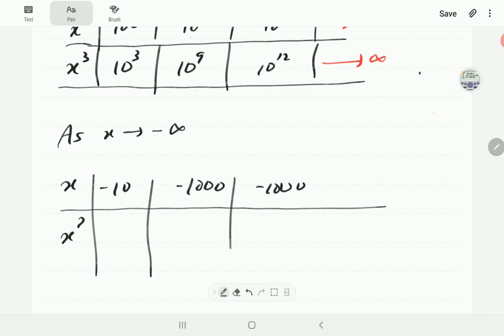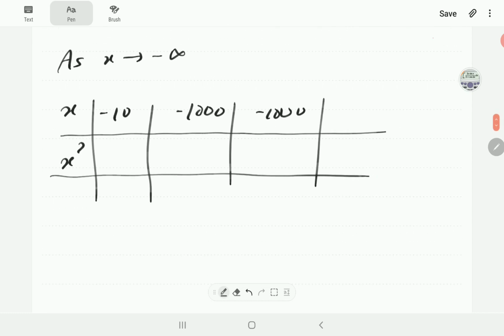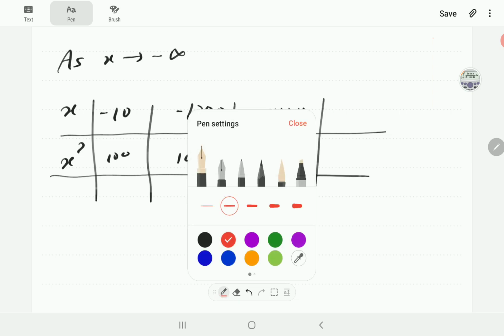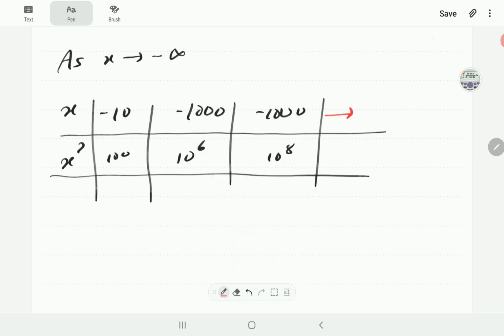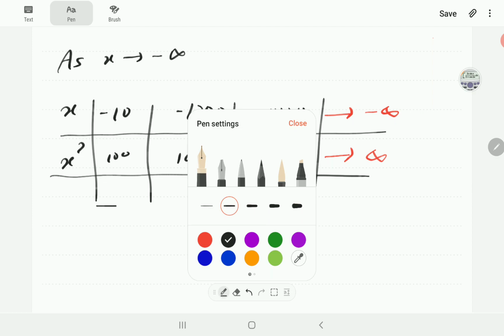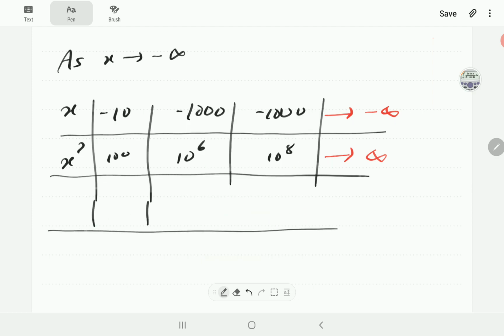So what happens to x squared as x goes to negative infinity? When x is negative 10, this is going to be 100. This is going to be 10 to the power 6. This is going to be 10 to the power 8. So we're noticing that as x is going to negative infinity, x squared is still going to positive infinity.